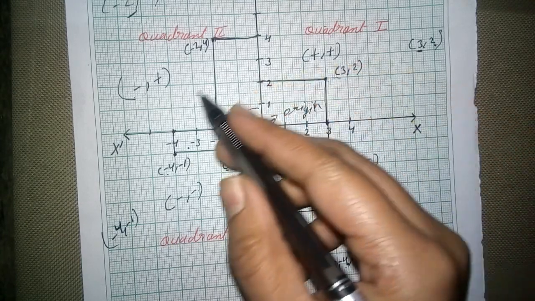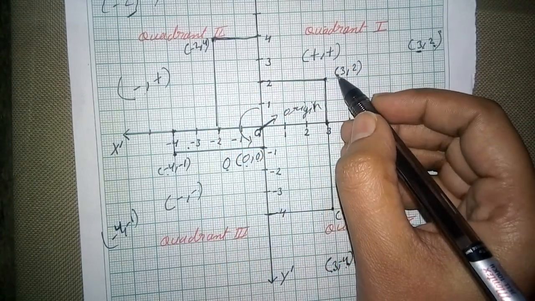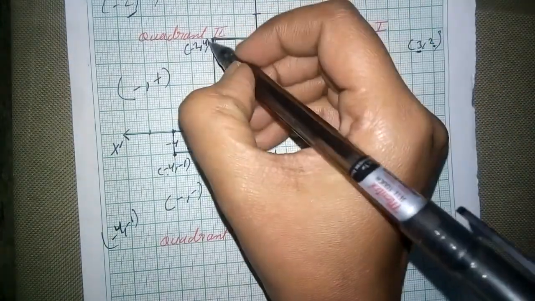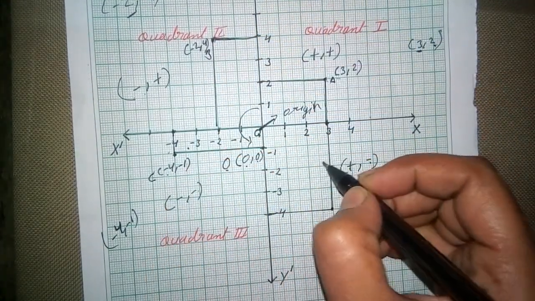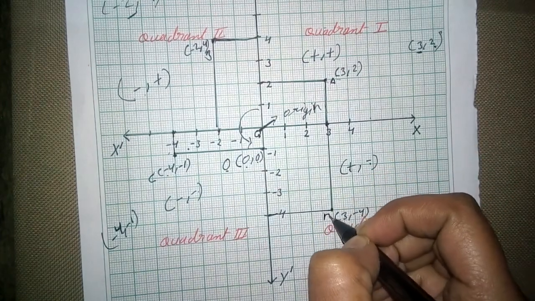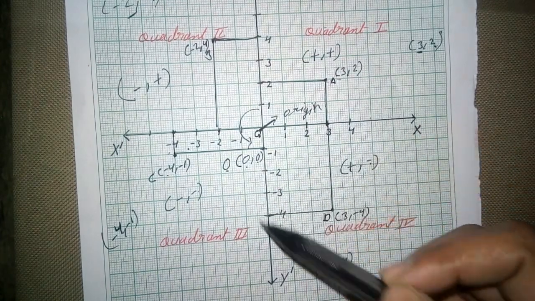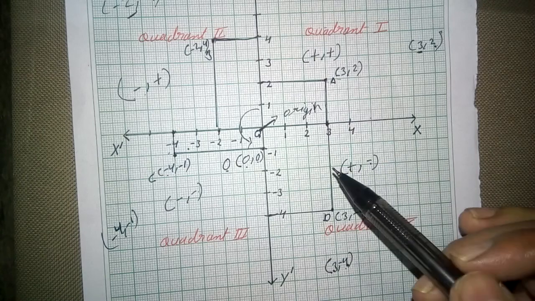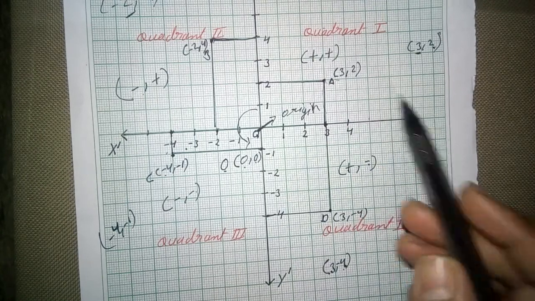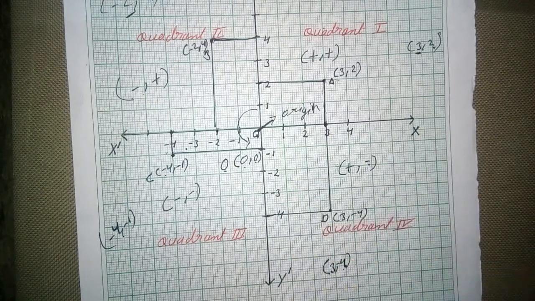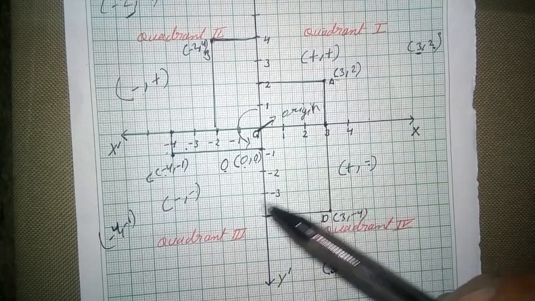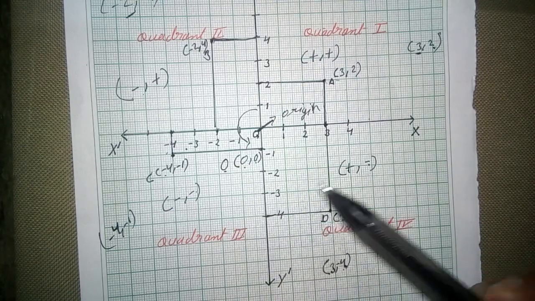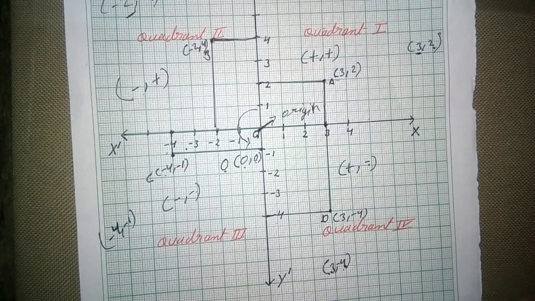We can give names to these points, like here A, this point B, this C, and this one D. Okay, so this is the Cartesian plane. We can call this system the Cartesian plane, coordinate plane, xy plane, coordinate axis, or Cartesian system. That's it. Now in the next video we'll start the exercise.